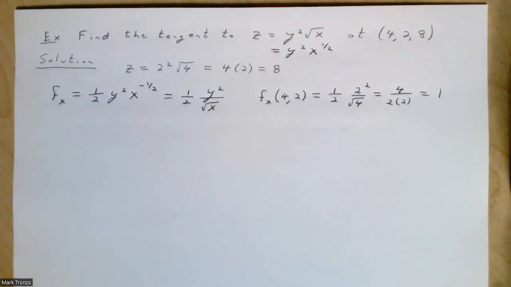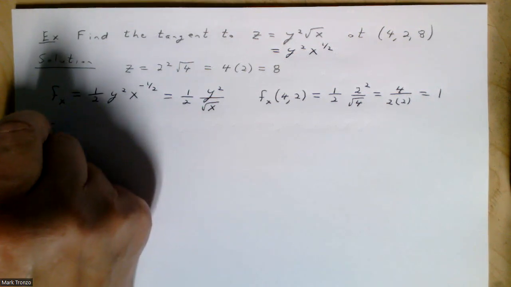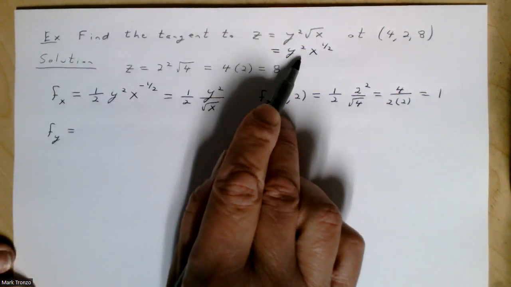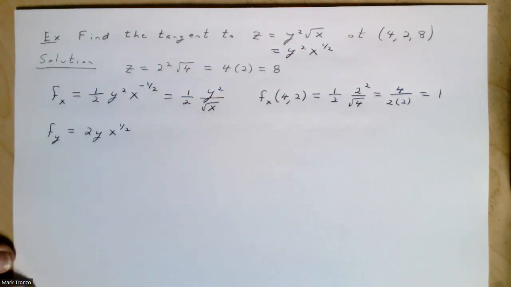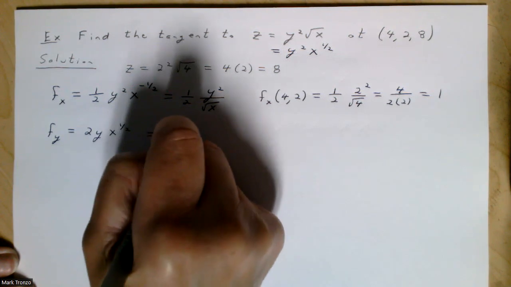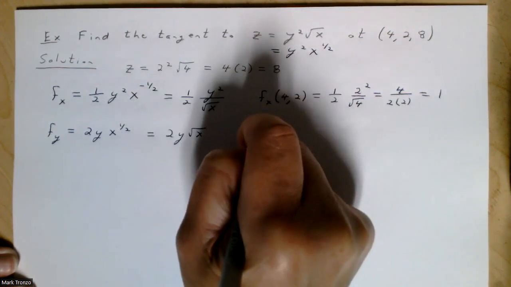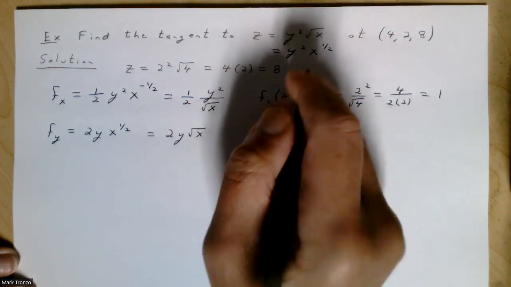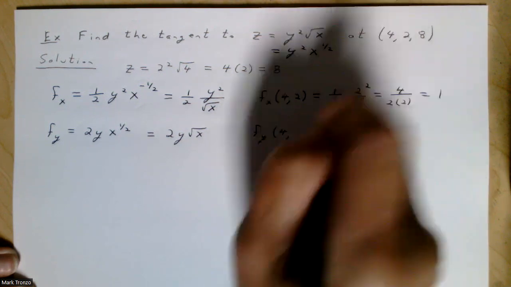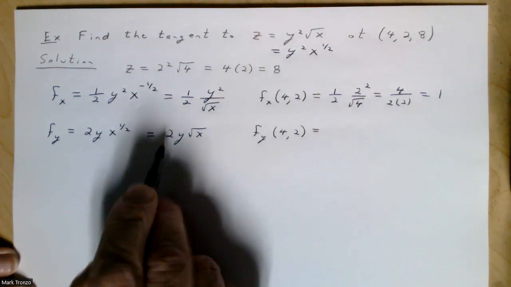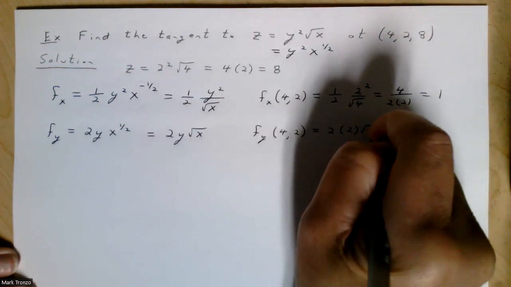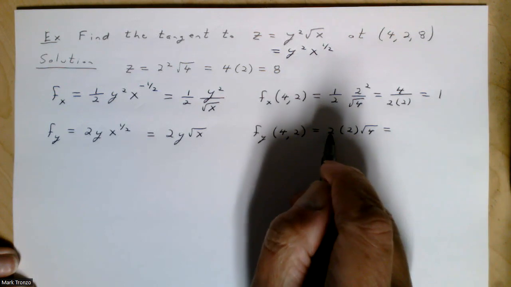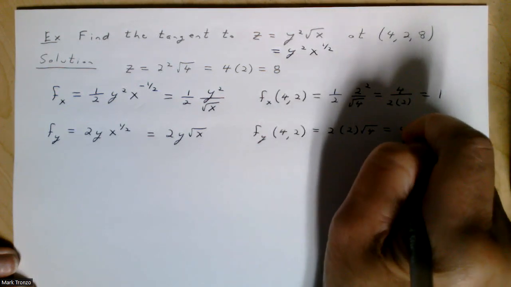Next thing we need is the derivative with respect to y. Go back to our function, derivative with respect to y. We hold all other variables constant. We have 2y x to the 1/2, or we could write that as 2y square root of x. Evaluate that at x naught, y naught. That's going to be 2 times 2 times the square root of 4, which is 2 times 2 times 2. I guess that is 8.